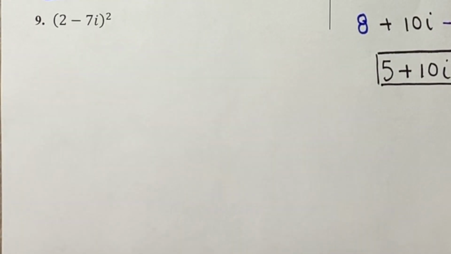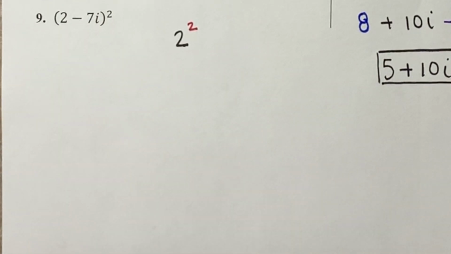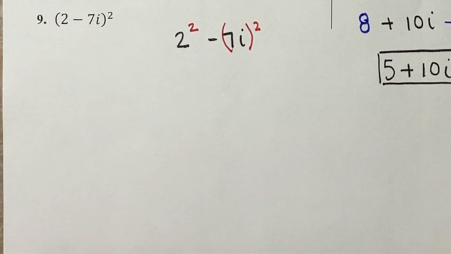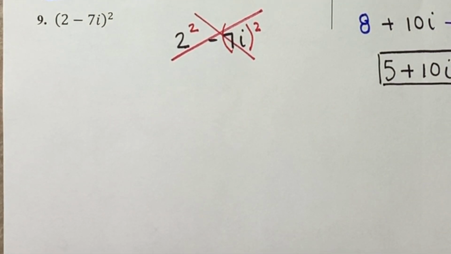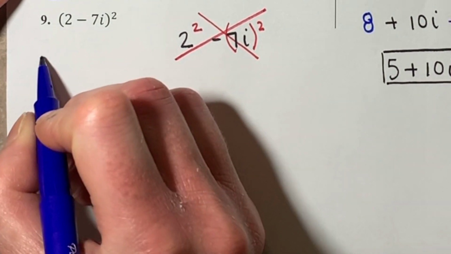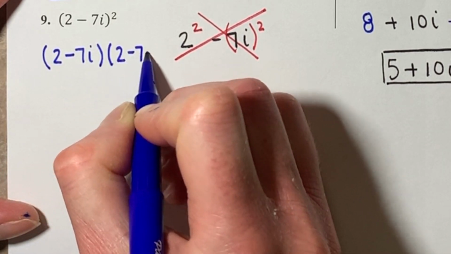Let's take a look at this problem here. Now, off to the side real quick, I want to show the most common incorrect way that this problem is solved. People will try to distribute the exponent to give you 2 squared minus 7i squared. But exponents do not distribute across addition or subtraction like that, so this is incorrect. The correct way to solve this is to rewrite this and then FOIL. So we'll rewrite this as 2 minus 7i times 2 minus 7i.